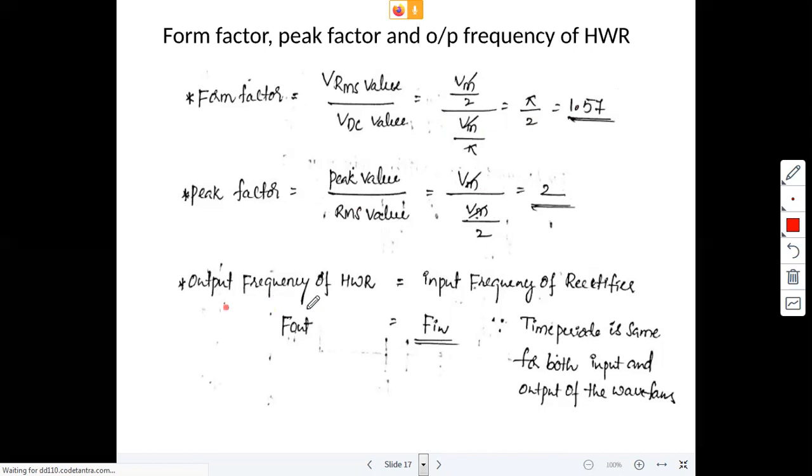Then what is the output frequency of the half wave rectifier? The half wave rectifier output frequency is equal to the input frequency of the rectifier. Why? Because what is here?